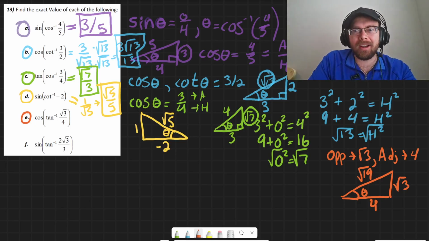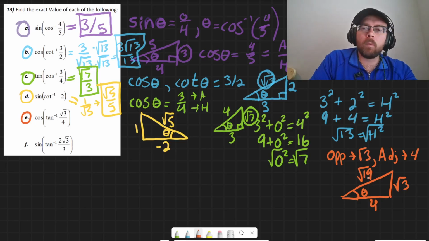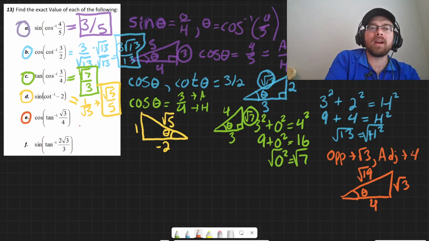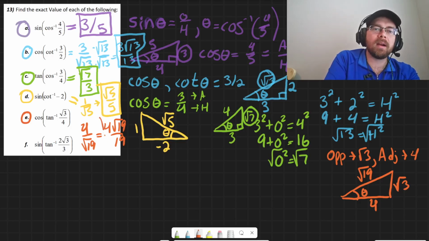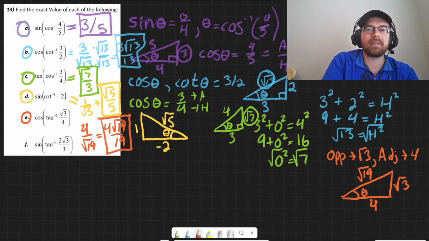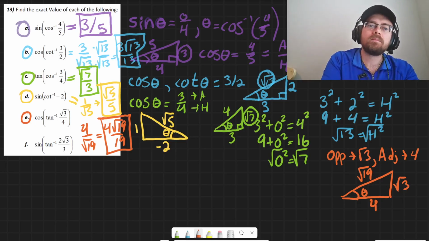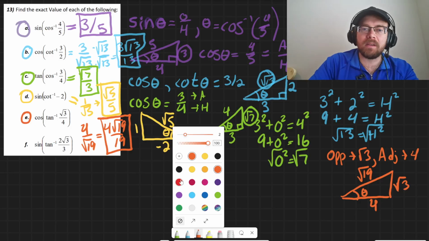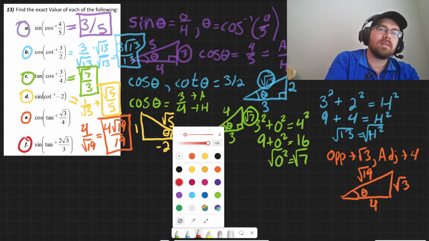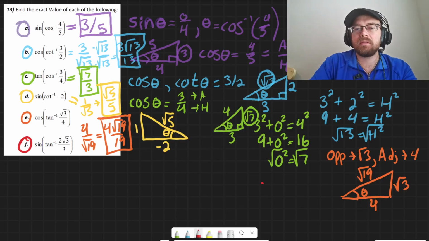Gotta finish strong, guys. So we are wanting the cosine of the angle, which is adjacent over hypotenuse. We're going to have to rationalize this one as well. Adjacent is 4. Hypotenuse is square root of 19. So that's going to be 4 root 19 over 19, because 19 is a fairly large prime. It doesn't have any common factors with 4. So there we go. All right, last but not least, here we go. Red.